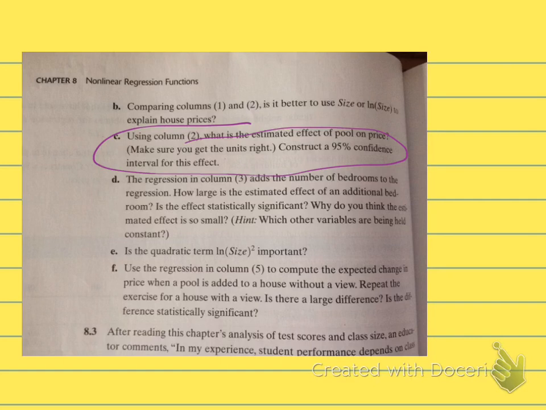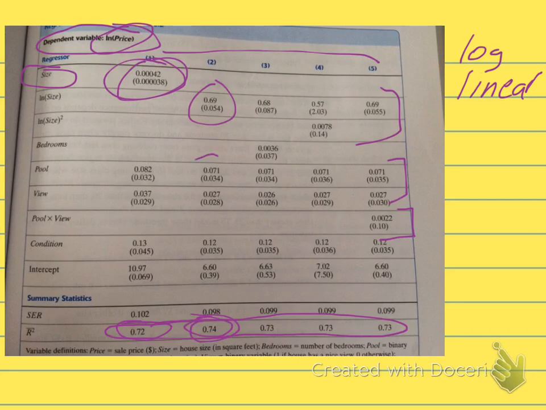Question 2 asks us, using column 2, what is the estimated effect of pool on price? So we go back to equation 2, and we see that pool has a coefficient of 0.07, but we want to interpret the coefficient the right way because our outcome variable is the log of price, and so we interpret that coefficient as a house having a pool has a 7% higher price. Remember, we multiply the coefficient by 100 and treat it as a percent. So a house having a pool has a 7% higher price than a house not having a pool.